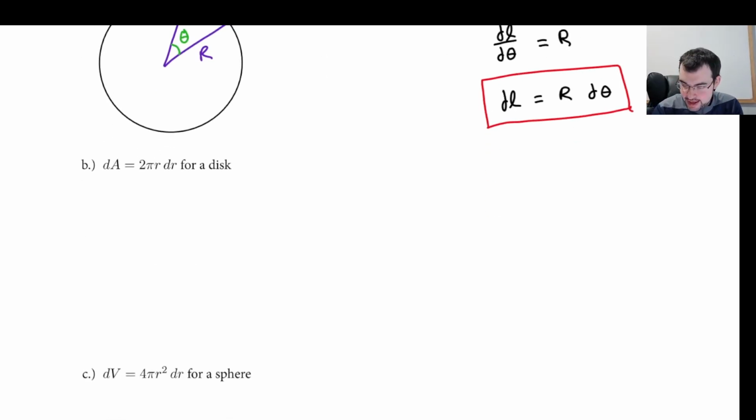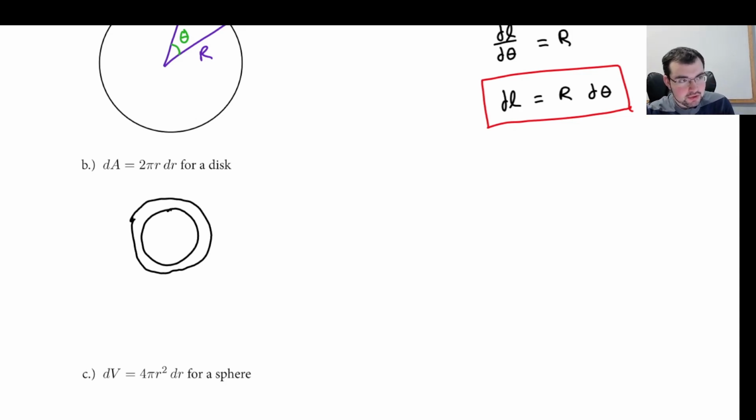Now let's verify dA is 2 pi r dr for a disk. So again, what this is relating to is anything with this sort of circular symmetry, where you want to think about the area in a small sort of ring, sort of like this. Because again, we can build a disk by putting all these little circles together. So I might actually make a better looking circle than that.